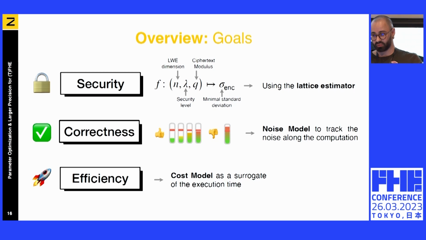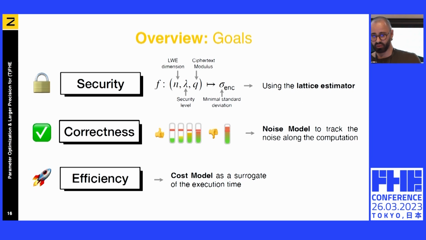So here we needed to turn things around, and we needed a function that takes as input the LWE dimension, the ciphertext modulus, and the level of security, and this function will output the minimal standard deviation that is needed to guarantee this level of security. So you're going to see in the next slide why it's fundamental to have this function.